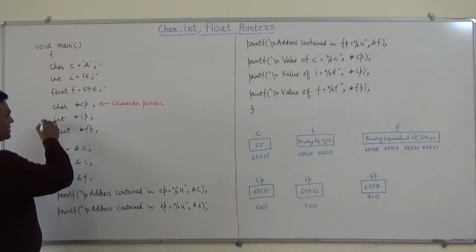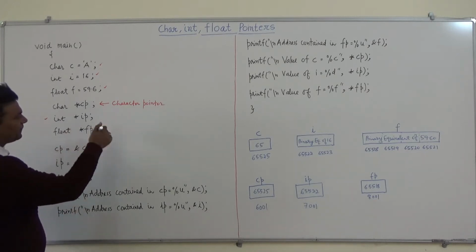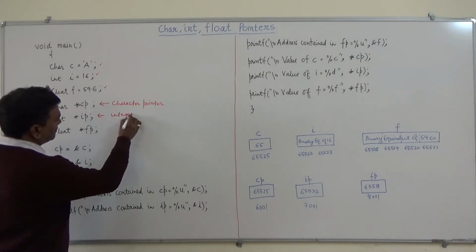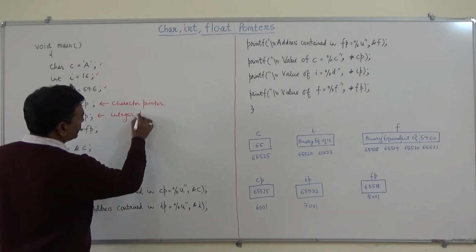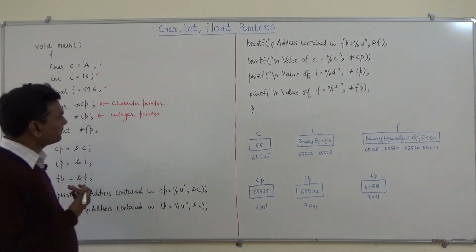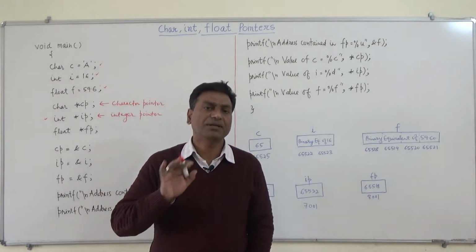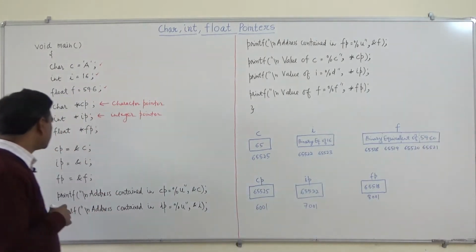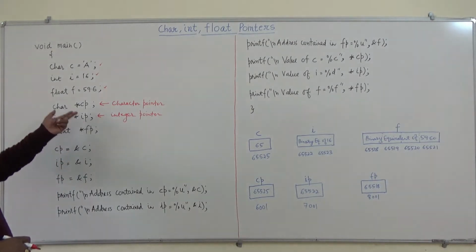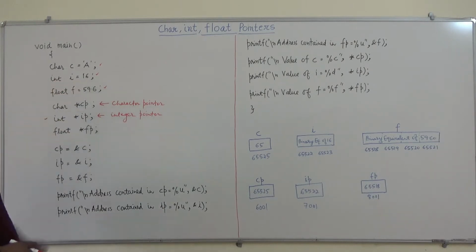And the next is integer pointer, and this is IP. So this is integer pointer. It will store the address of another variable which is of integer type. So we can say this pointer variable, that is IP, can store the address of this particular variable, that is I equals to 16.